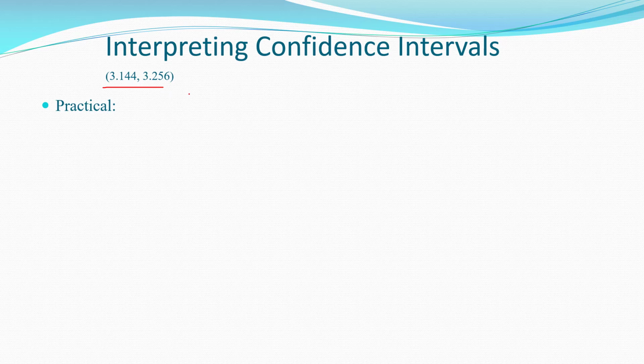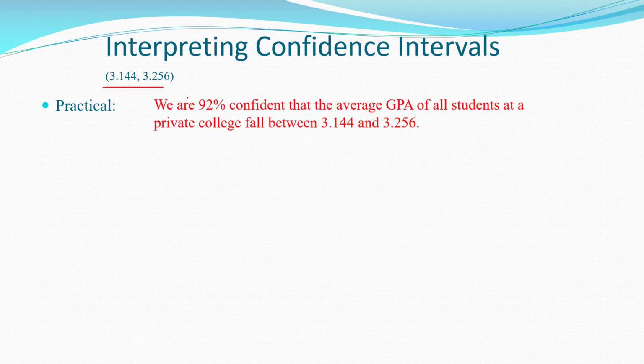And when you do a practical interpretation, and you see it on the screen right now, there are three pieces to practical interpretations. There's the confidence level, there's the parameter, in this case it's mu, and then there's the numbers. We're 92% confident mu falls between 3.144 and 3.256.